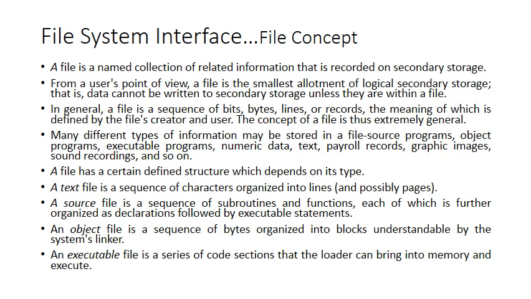Next, we come to the object file. It is actually a sequence of bytes organized into blocks understandable by the system's linker. The linker is the module which will link the different libraries to the file. An executable file is a series of code sections that the loader can bring into memory and execute.